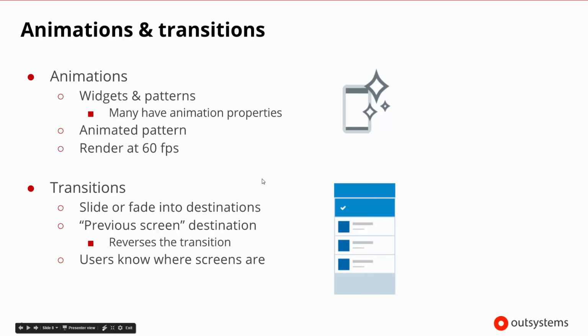Now, that's the animations for the widgets and the patterns, which are on a smaller scale. When we decide to navigate between screens, whenever we go to a new destination, we have the capability of sliding or fading into a destination. And depending on the type of transition that we choose, if we navigate back to the previous screen, it will reverse the transition. And this makes it very natural for users to begin understanding where the screens live and whether they're on the left or the right, and to be able to swipe back and forth.